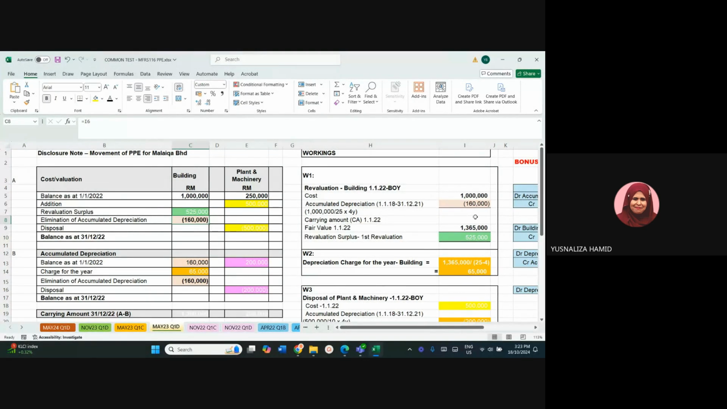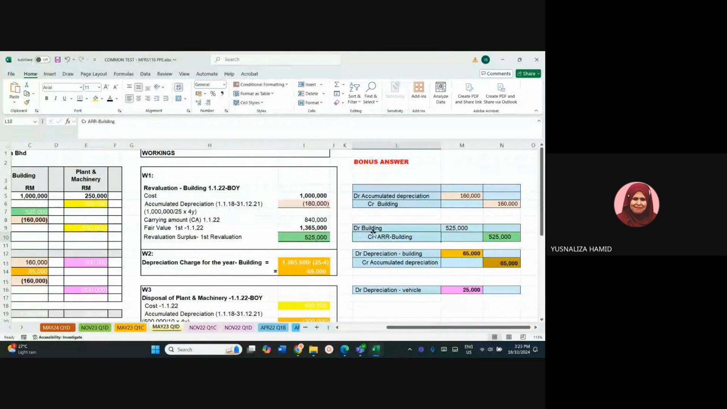After you have done that, you'll be able to get the carrying amount. The carrying amount is 840,000. So if you compare the carrying amount with the fair value, first fair value is actually here, because this is the first fair value. I put here first. On 1st of January 2022, it is 1365. So you compare, you get the surplus to be 525. This surplus is what you are going to debit to the building. Yeah, it is a surplus. Debit building 525, credit ARR 525.